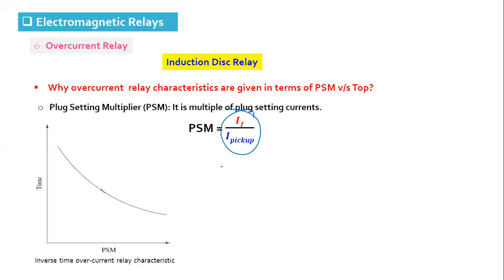Okay, fine. What is PSM? PSM is the ratio of fault current to pickup current, and generally the relay characteristics are given in PSM versus the time of operation. Why?